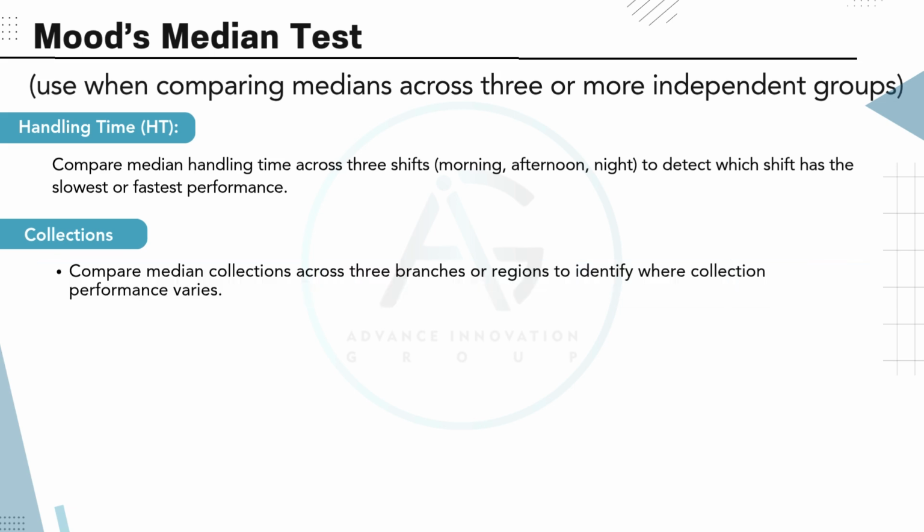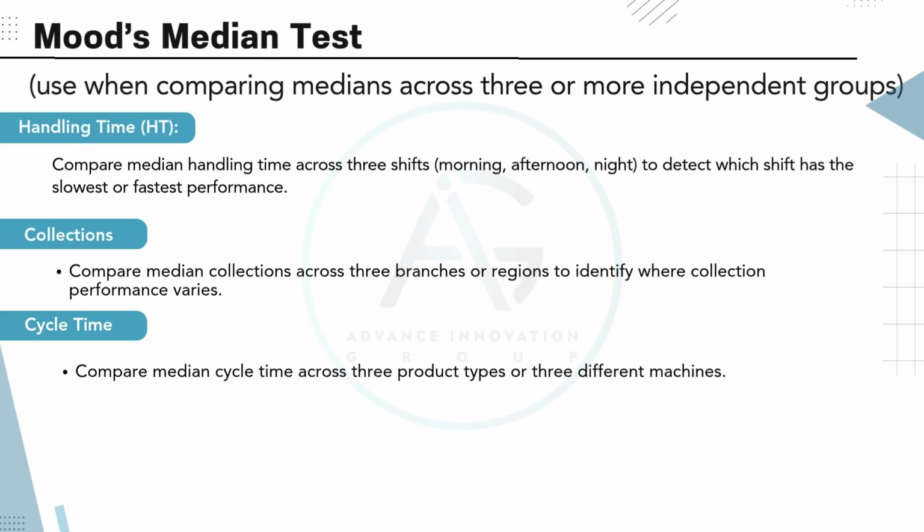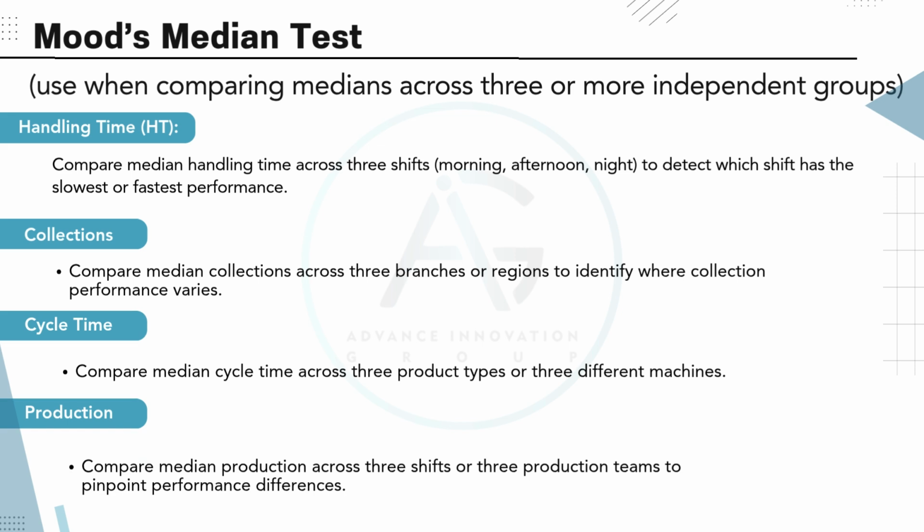Begin with a quick recap. Mood's median test is a non-parametric test used when we need to compare medians across 3 or more independent groups. It's ideal when our data is skewed, has outliers, or when we are focusing on medians rather than means. Now walk through each example one by one.